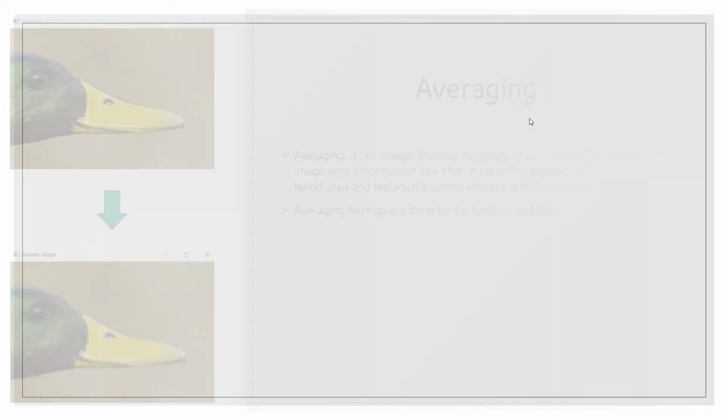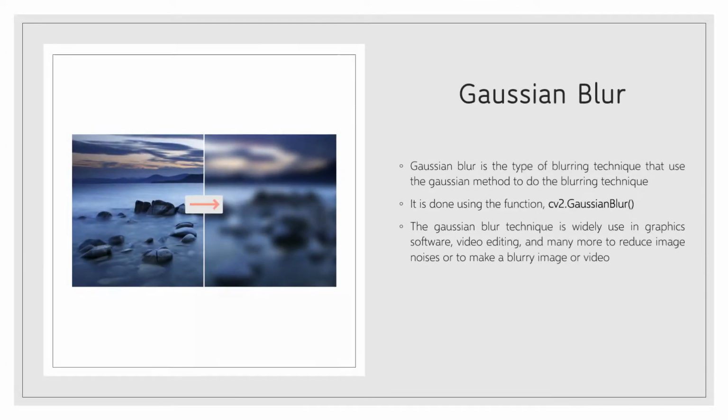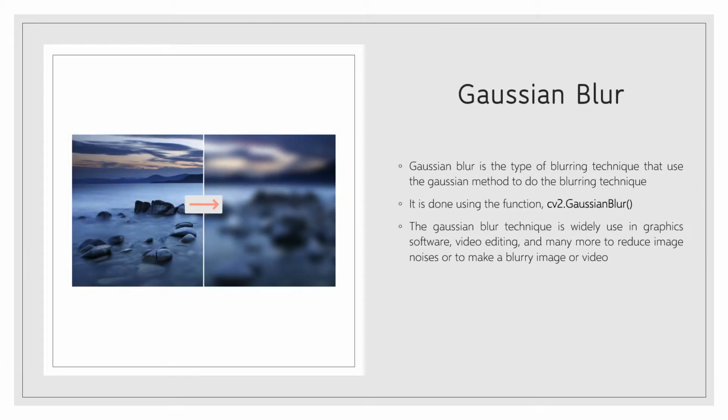Next is Gaussian blur. Gaussian blur is a type of blurring technique that uses the Gaussian method to do the blurring. It is done using the function cv2.GaussianBlur. The Gaussian blur technique is widely used in graphic software such as video editing and many more to reduce image noises or to make a blurry image or video, as you can see right here.